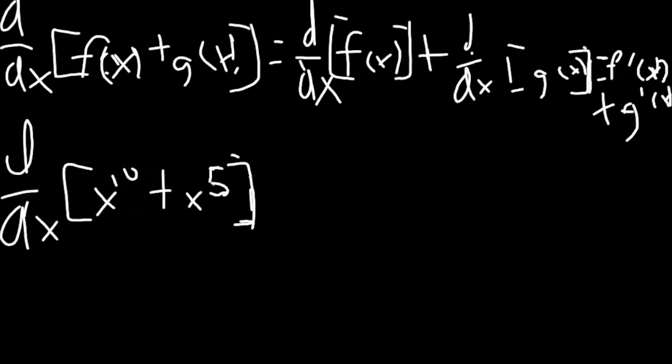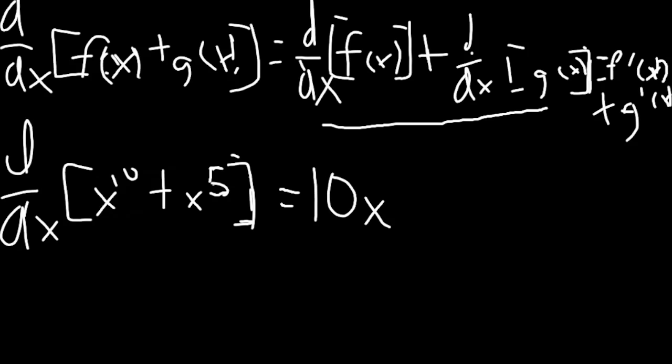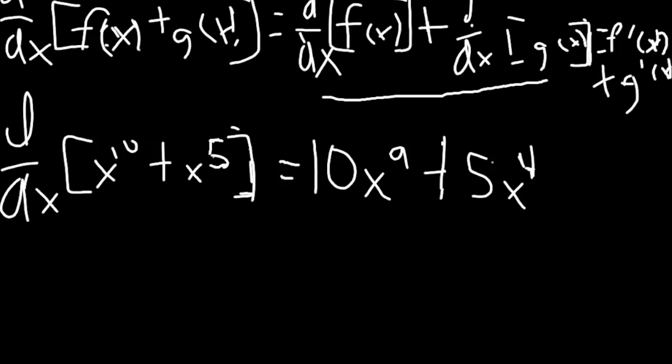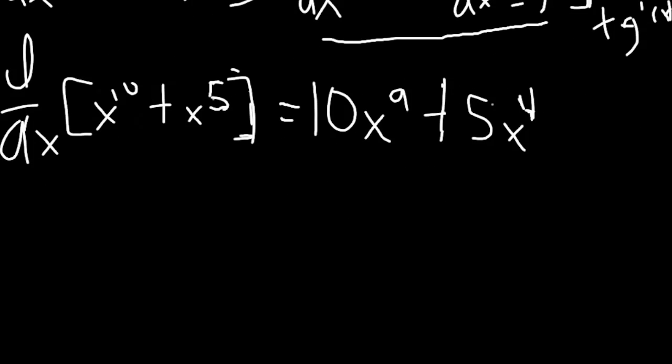So I'm just going to skip this step up here, but basically what I do is I'm just finding the individual derivatives of each function, and each function is on each side. So it ends up being 10x to the ninth plus, oh man, 5x to the fourth. Yep, that's what it ends up being. And that's basically all you need. At the end of the day, you use all of these in unison, and it's pretty cool.